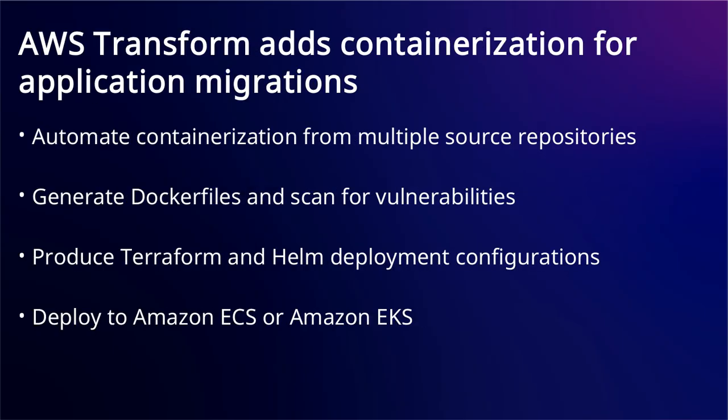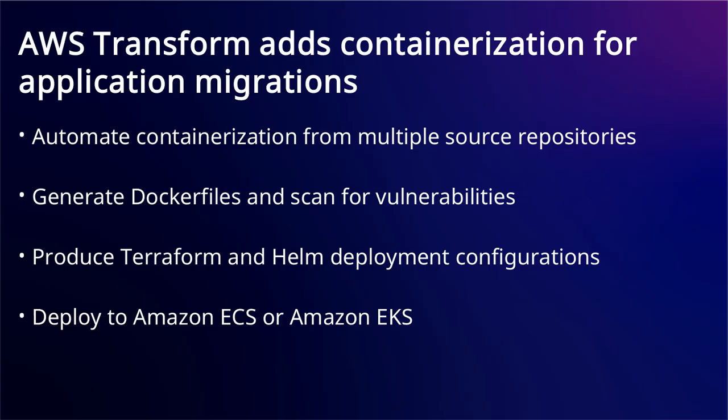Migrating applications to AWS while modernizing them to containers typically requires separate workflows and extended timelines. You can now use AWS Transform to containerize applications during migration, combining rehost and replatform efforts into a single workflow. You automate containerization from GitHub, Bitbucket, GitLab, or zip files. You generate Dockerfiles and scan container images for CVEs before publishing to Amazon ECR.